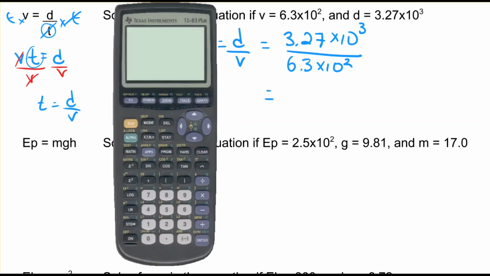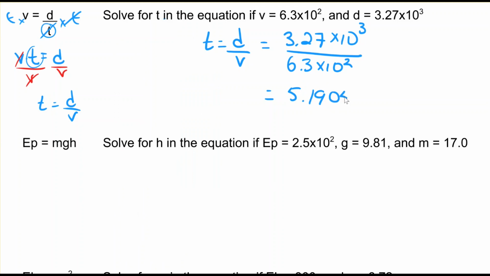And I'm going to bring up my calculator and just make sure that we all know how to do this. So 3.27 times 10 to the power of 3, divided by, and there's only one number on the bottom, so that's good. 6.3 times 10 to the power of 2. All right, here we go. So that's 5.19047, blah, blah, blah.